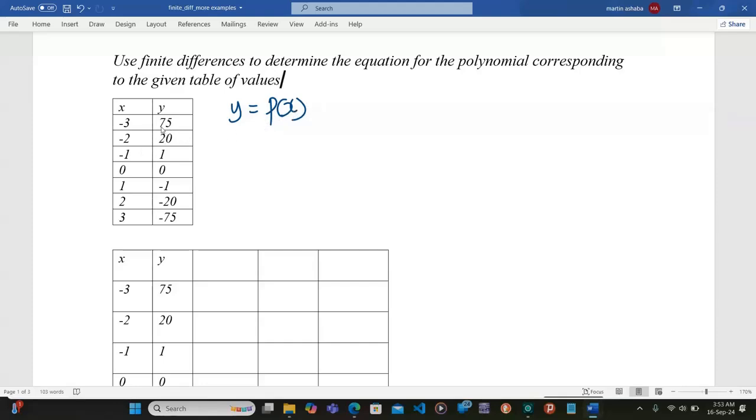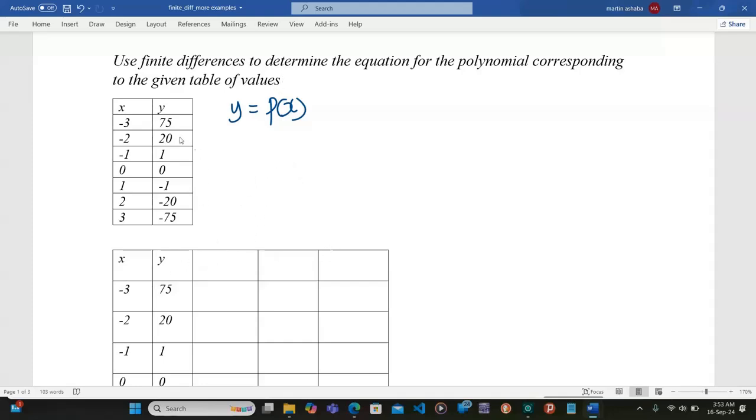But now this is the data given to us, and we have to work backwards to find the equation of this polynomial. Through the finite differences, we shall be able to determine the degree of the polynomial, and from there we can establish what the polynomial is going to look like. And from there, we find the values of the coefficients, and later on write our polynomial. So let's start.